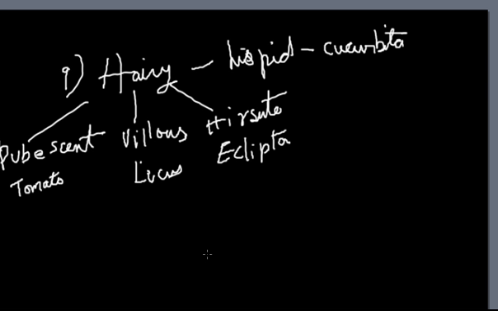So in the next session, we'll be looking at shape, or how the lamina looks, and that's quite important as far as leaf modifications is concerned.